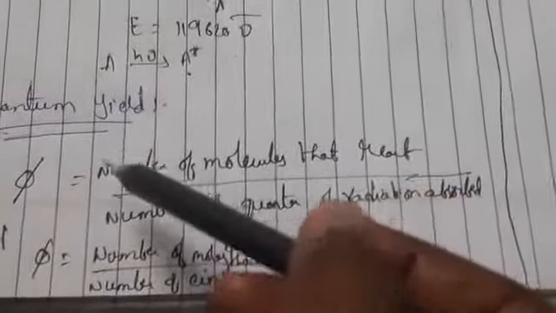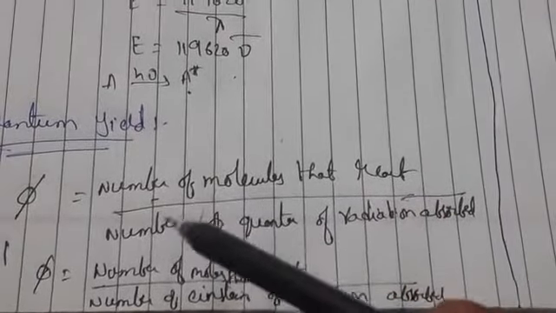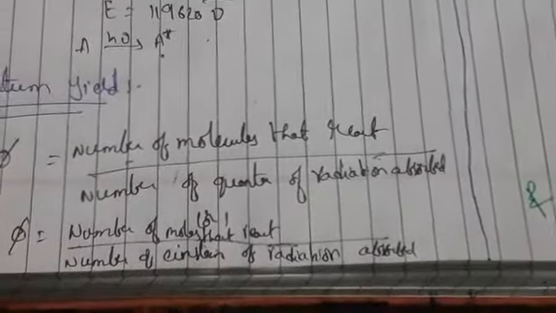Hello students, in the previous class we have seen the laws of photochemistry. Today let us discuss quantum yield. Generally we have seen the definition. So what is the definition of quantum yield? The ratio of the number of molecules that react to the number of quanta of radiation absorbed, or we can say the number of moles that react to the number of Einstein of radiation absorbed.